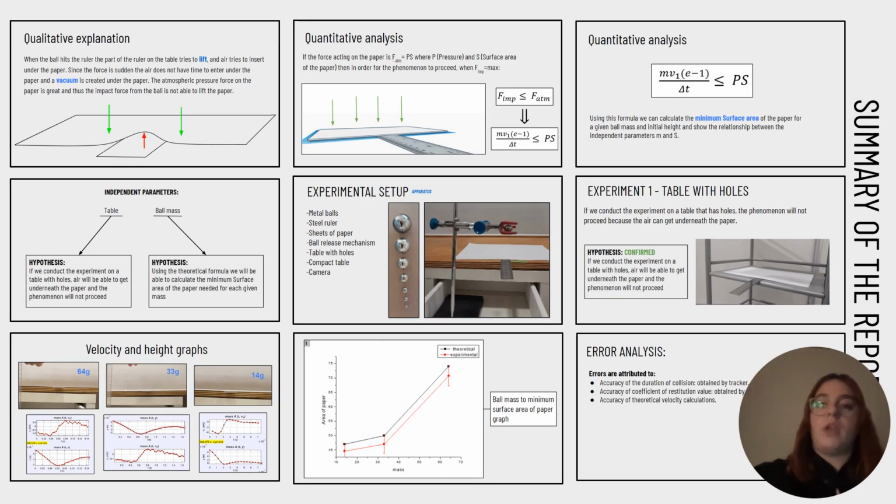Now let's do a full summary of the report. Firstly, we explained the phenomenon qualitatively, and then we moved on to develop a quantitative theoretical model that predicts the relationship between the mass of the ball and the minimum surface area of the paper for a given height. Then we also talked about the parameters and the hypothesis of the problem, and we explained the experimental setup that helped us reduce the human errors. And then we analyzed the two experiments that were done and presented the data acquired. Lastly, we talked about the possible errors of our experiment.